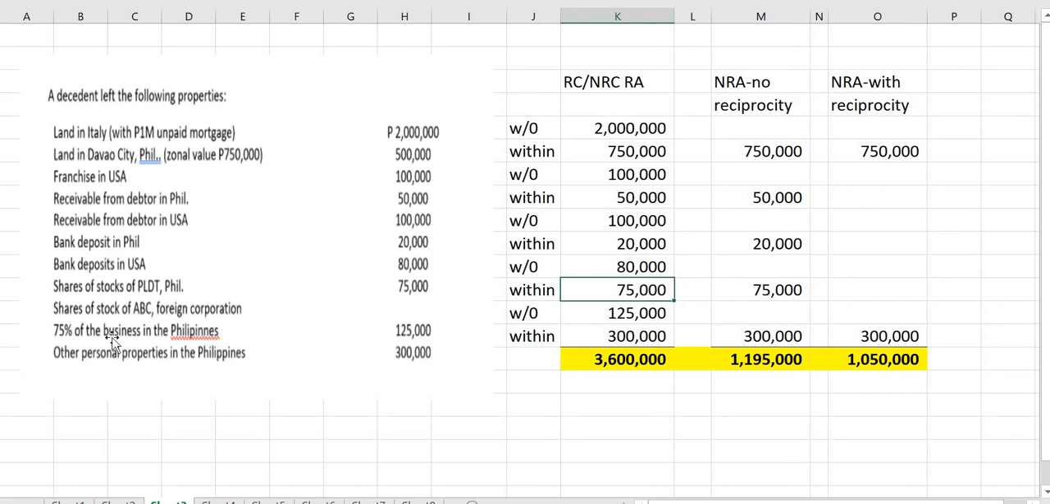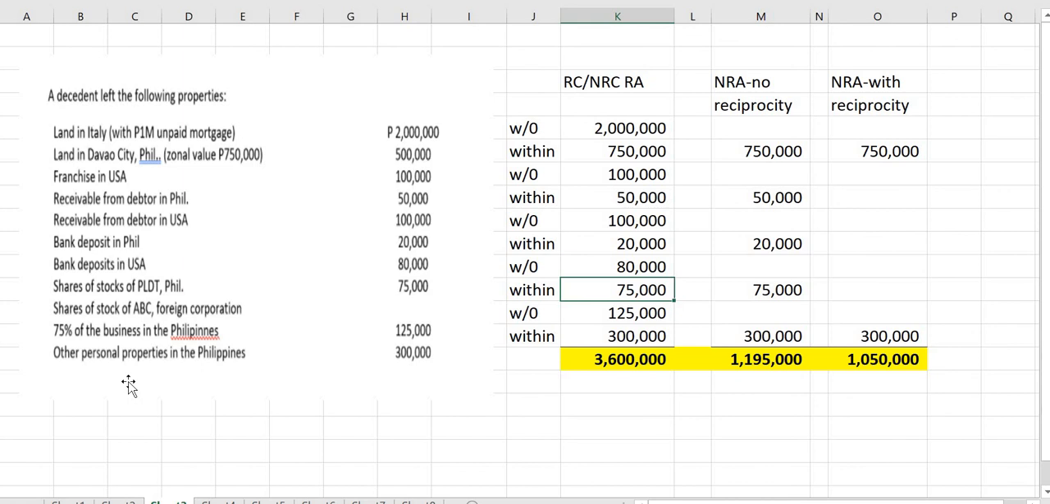Shares of stock in a foreign corporation, 75%. So, you take note that it should be 85%, right, for it to be considered within. So, this is without, because it is only 75%. So, it is for RC, NRC, and RA only.